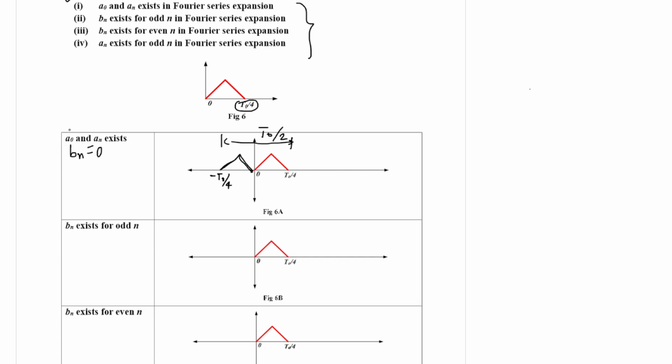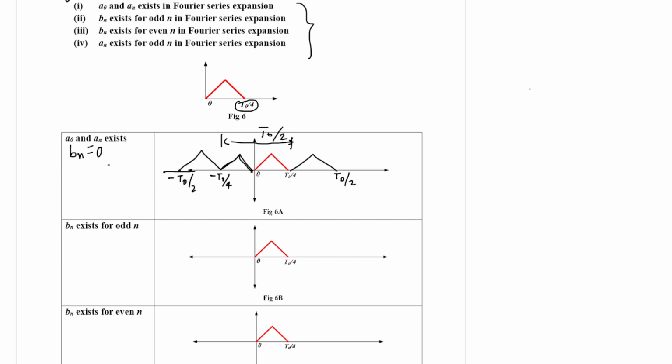Now with the continuation of this, if A0 and An exist, then A0 is a DC value, so it must not have some negative value, right? So with the continuation of this, the complete waveform should be like this. This is the complete waveform. It should be t0 by 2, and minus t0 by 2. So this is the complete waveform. Now if you have this waveform, you must have A0 and An, but you should not have any Bn.